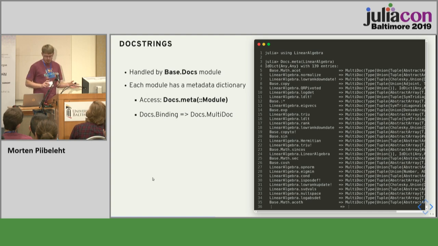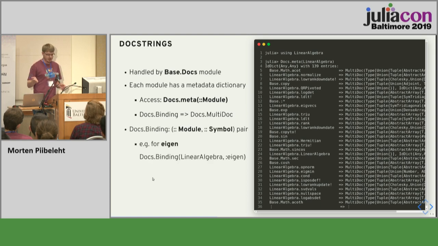As I said, it's a dictionary, and the keys are Binding objects. Those identify all the names that live in a module. Every constant or function will be a name, and a name is just like a string. To uniquely identify each such object, you also have to keep in mind which module it lives in. So you consider it a module-symbol pair, and Binding is just a fancy wrapper around it.